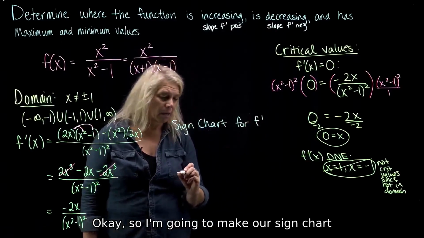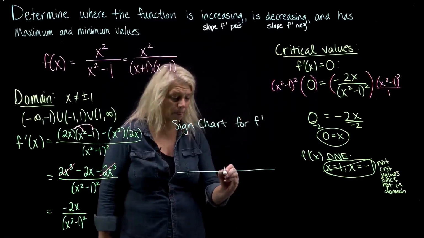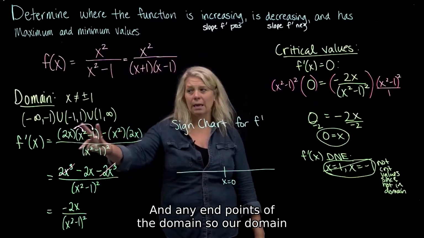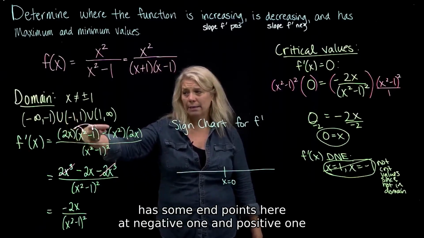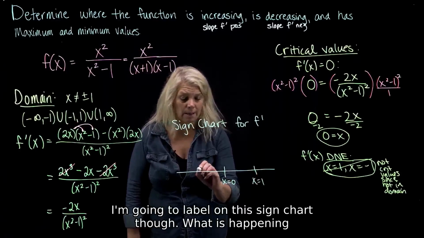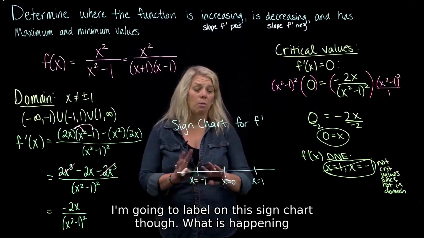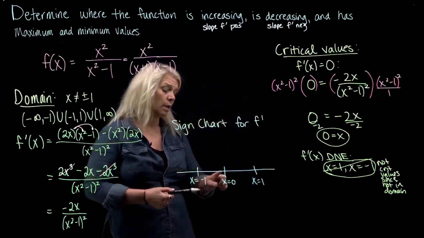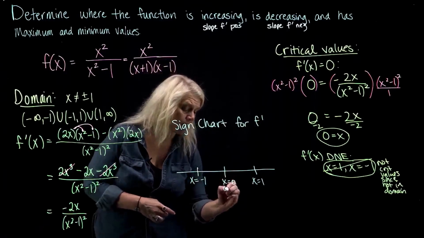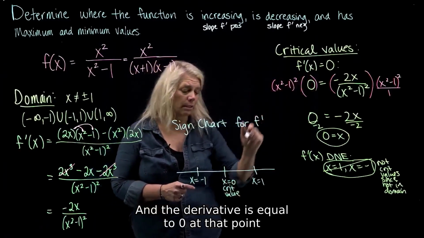Okay, so I'm going to make our sign chart. I want to put on my sign chart any critical values and any endpoints of the domain. So our domain has some endpoints here at -1 and +1. I'm going to put those on here. I'm going to label on this sign chart, though, what is happening at each of those. So at x equals 0, that is a critical value, and the derivative is equal to 0 at that point.